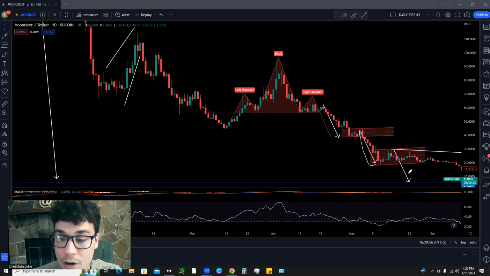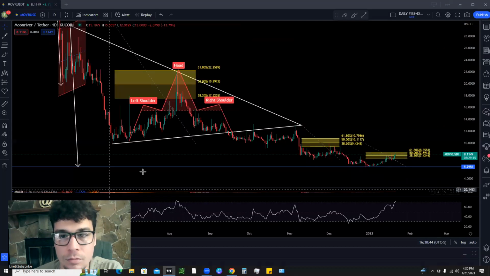And ultimately, it brought us down to our target here of $6 on Mover, which again was near that initial target from that pattern over a year ago. So it took a lot to get there, but this is how it happened, right? And these were the patterns that brought us to these levels.